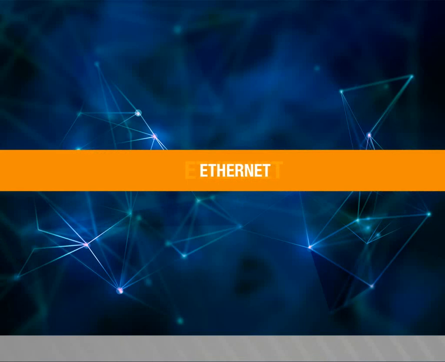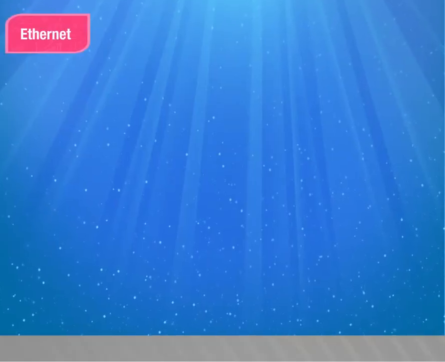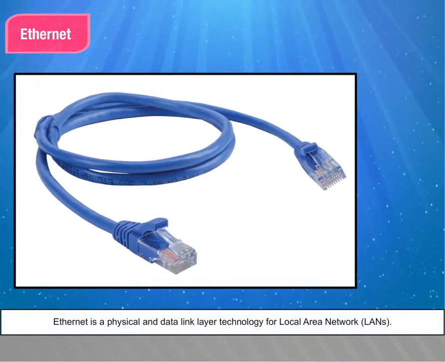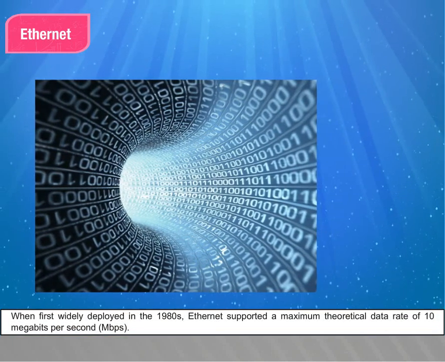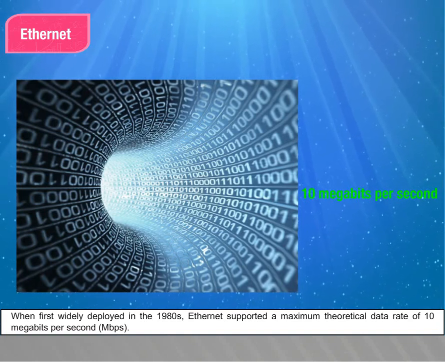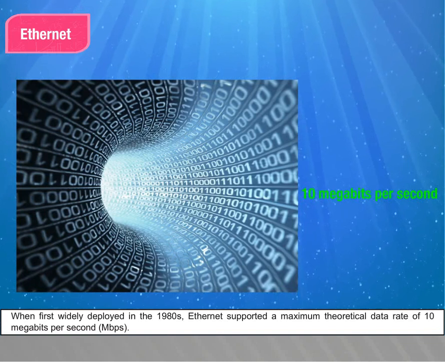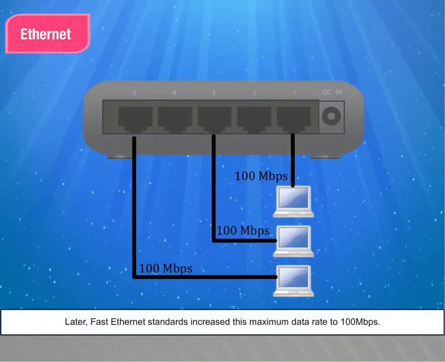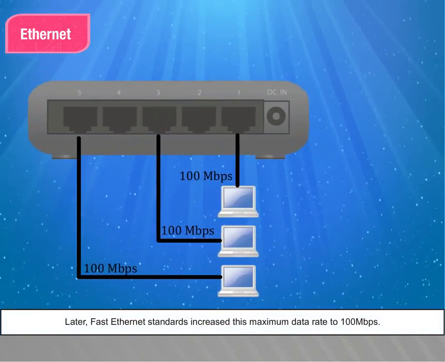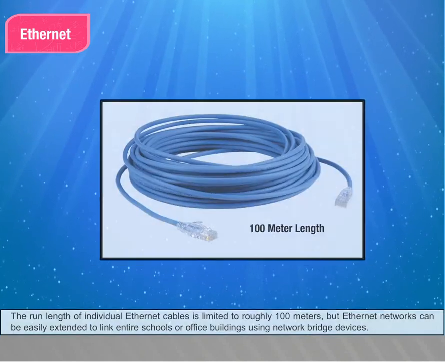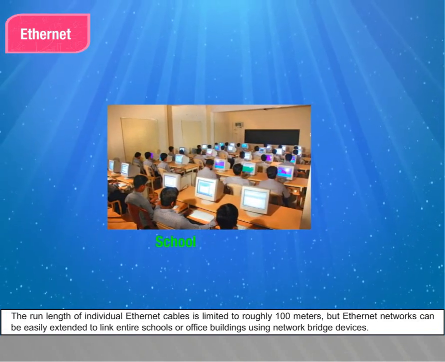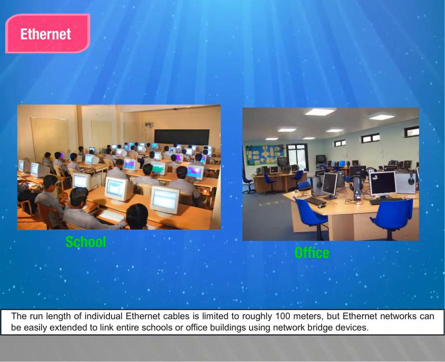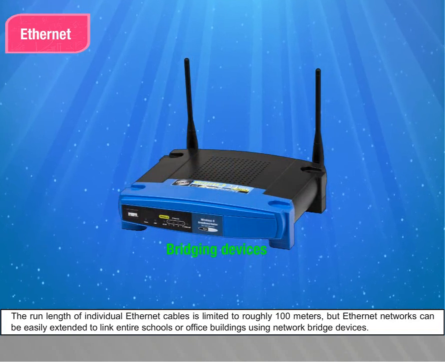Ethernet. In this video, we are going to learn about Ethernet. Ethernet is a physical and data link layer technology for local area networks (LANs). Ethernet was invented by engineer Robert Metcalfe. When first widely deployed in the 1980s, Ethernet supported a maximum theoretical data rate of 10 megabits per second (Mbps). Later, Fast Ethernet standards increased this maximum data rate to 100 Mbps. The run length of individual Ethernet cables is limited to roughly 100 meters, but Ethernet networks can be easily extended to link entire schools or office buildings using network bridge devices.